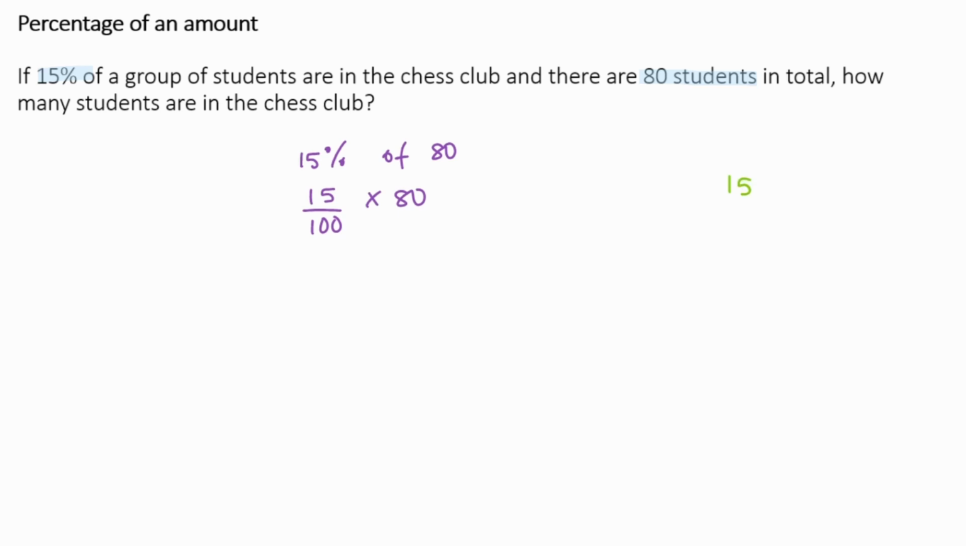So in order to do this, I'm first going to multiply 15 by 8. So 5 times 8 is 40. I carry my 4. And 1 times 8 is 8. Add the 4 gives me 12. So 15 times 8 is 120, which means 15 times 80 will be 1,200 because I'm adding that extra 0 there. And my denominator will be 100. Now I could simplify this by cancelling my zeros there and there, giving me a final answer of 12, which means 12 students are attending the chess club.